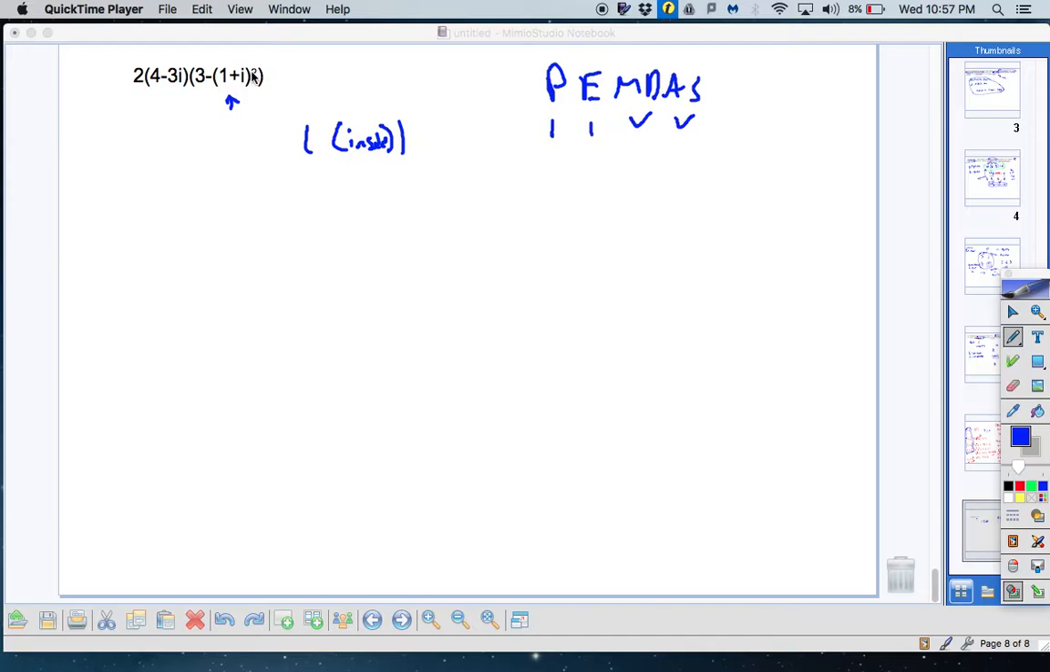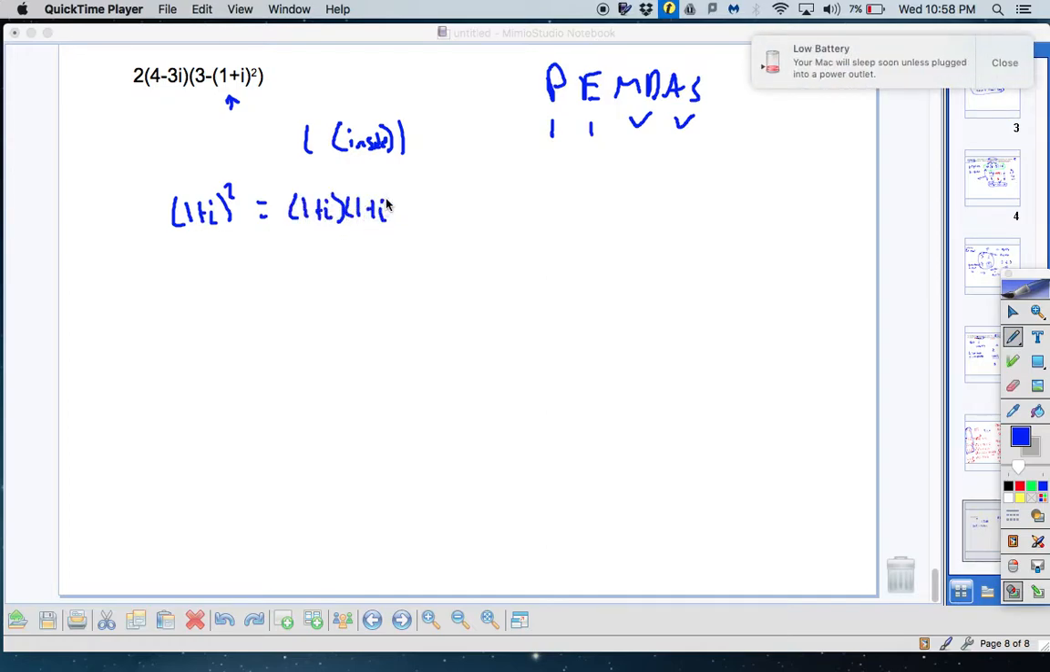So now I've got to deal with the next thing, which is going to be the square, because exponents come next. So let's first talk about what this is, 1 plus i squared. Well, if you're not 100% sure, you can always just write it out as 1 plus i and 1 plus i. That's what 1 plus i squared means. So we're going to go ahead and do 1 plus i and 1 plus i. And we're going to multiply them, and we're going to use the distributive property.